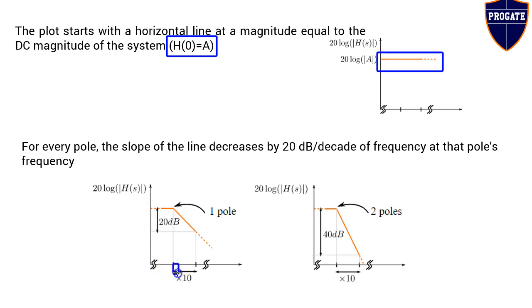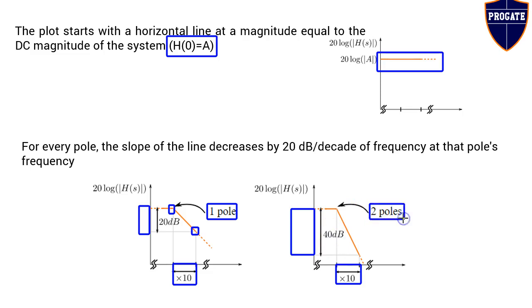In this figure, for a 10 times change in frequency, that is, here it is f1, here it is 10 f1, the magnitude is changing by 20 dB, and it is decreasing from this point to this point. That is, the slope is minus 20 dB per decade. Hence we can state that there is one pole. If you see the second figure, for the same 10 times change in frequency, the change in magnitude is minus 40 dB. So there are two poles here.